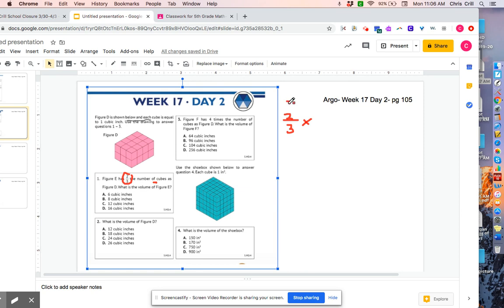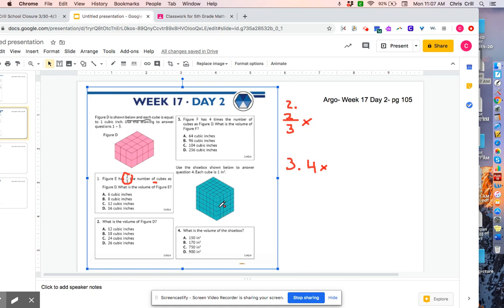This was number 2. Number 3, figure F. So here's another imaginary figure. We don't see figure F. Figure F has 4 times the number of cubes as figure D. So you're going to use the volume for figure D, whatever that is, and you're going to multiply that times 4 because it's 4 times greater than this. So we're going to have an answer that's more.